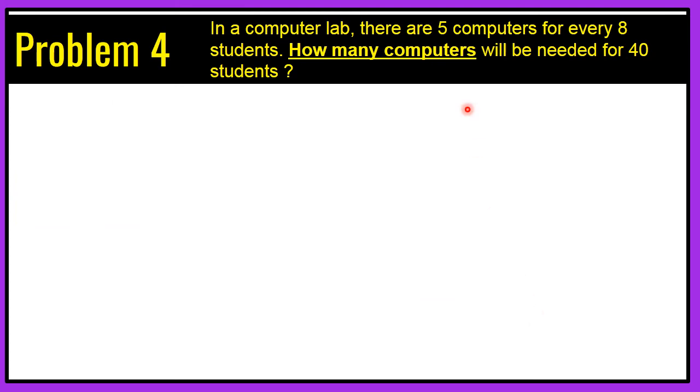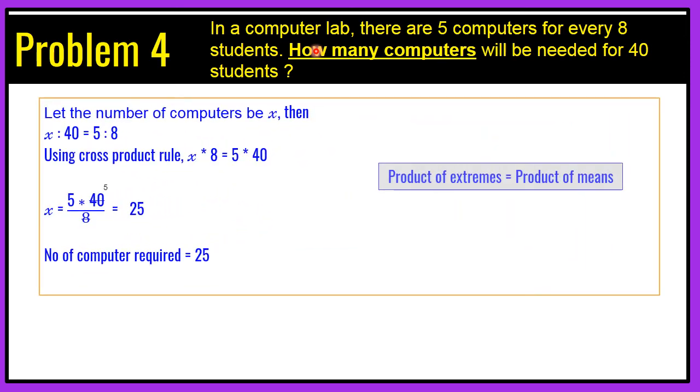In a computer lab, there are 5 computers for every 8 students. How many computers will be needed for 40 students? Now let the number of computers be x. So look at the question again. We have to find how many computers. So we have assumed the number of computers as x. Now how can I use these four numbers 5, 8, x and 40? There are four quantities. I can write it in proportion. So how can we do this?